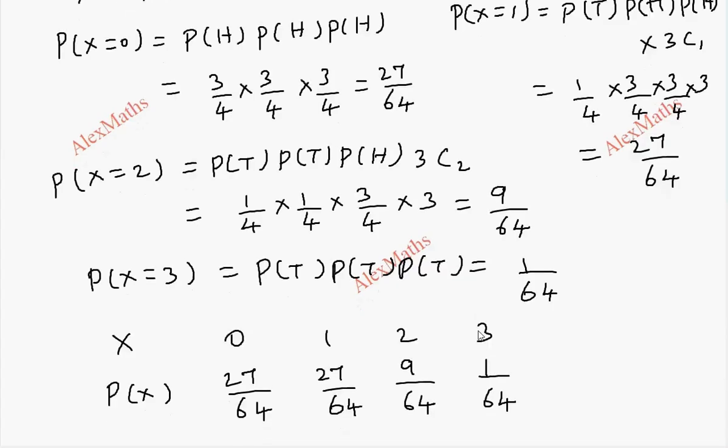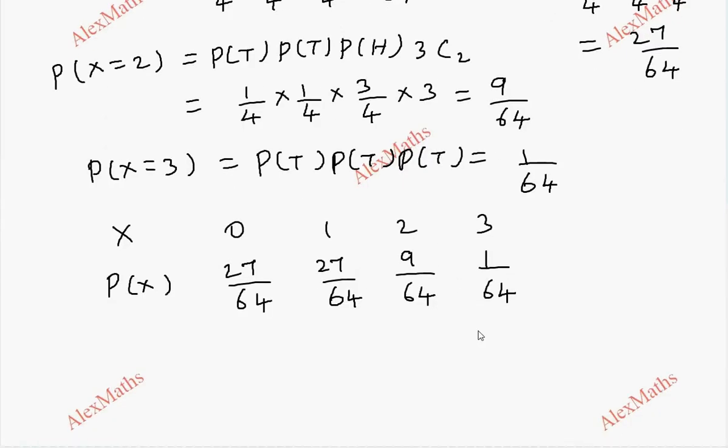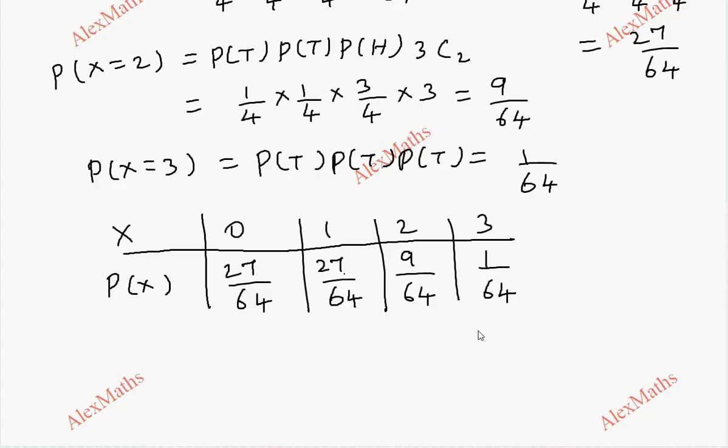And we have to check by adding all these probability values from the distribution table. We have to get 1. So actually we are getting it because 27 plus 27 is 54. 9 plus 1 is 10. So 54 plus 10 is 64. 64 by 64 we get 1. It means this table is correct.